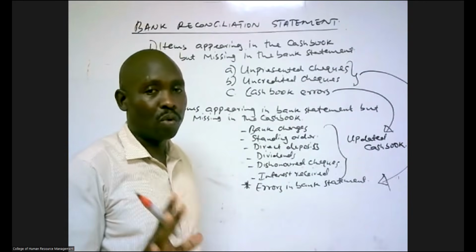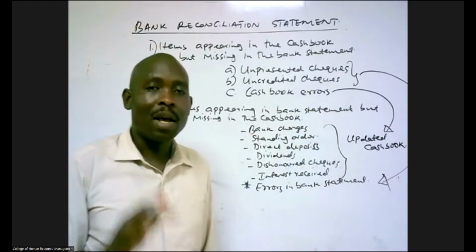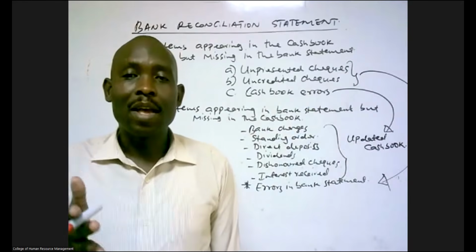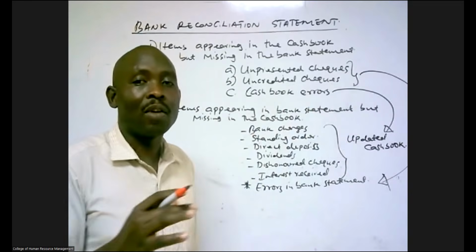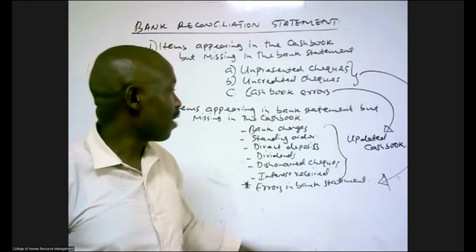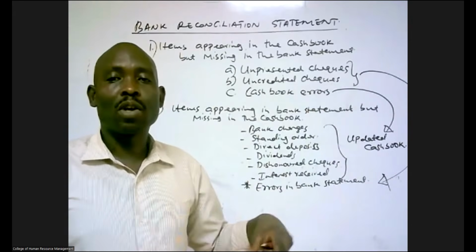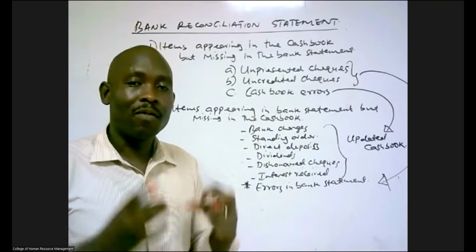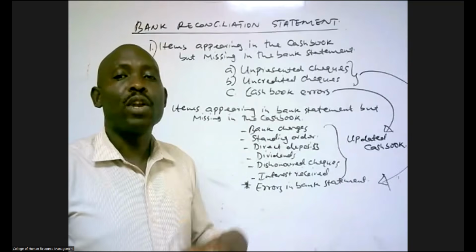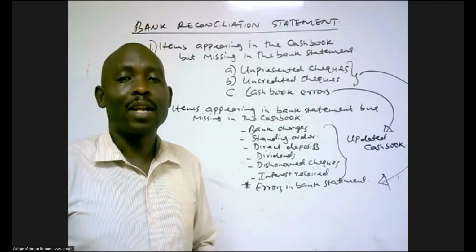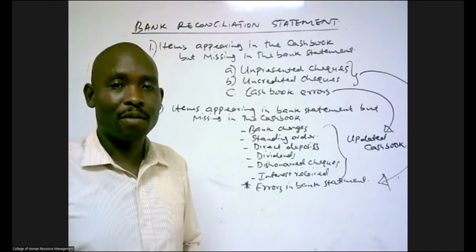So very important for you to note that in the updated cash book, we use the items that are in the bank statement, but missing in the cash book. Why? Because we know the bank statement should capture the items that are also in the cash book. So these items were supposed to be in the cash book, but they were omitted because the accountant was not aware. Now that we have received the bank statement and we have confirmed that they took place in the business, we now include them in the cash book so that we can get an updated cash book balance, which is now the exact balance that we need to have.